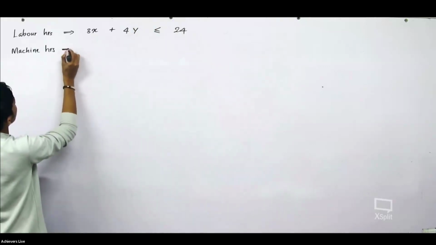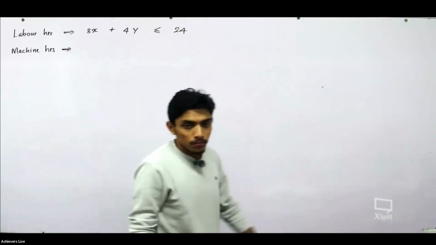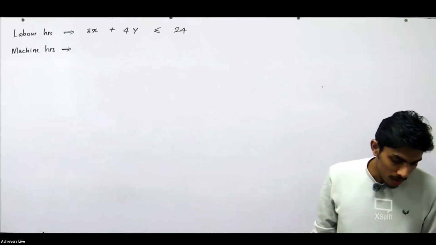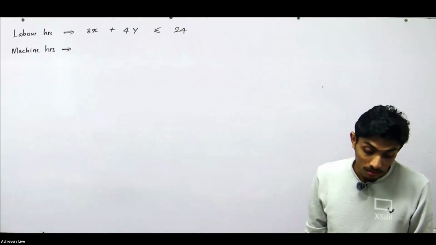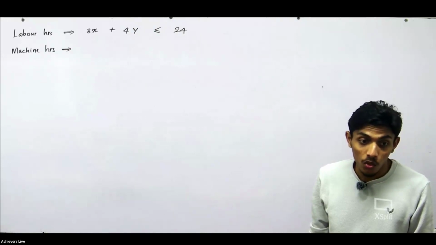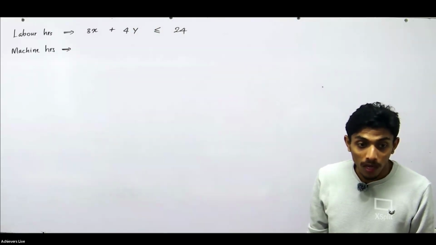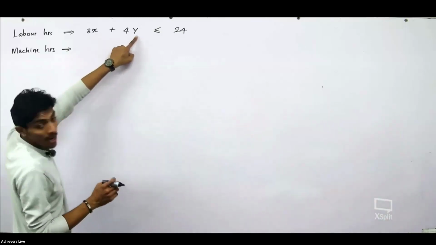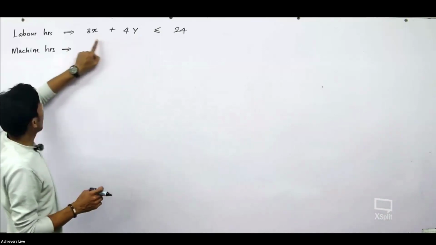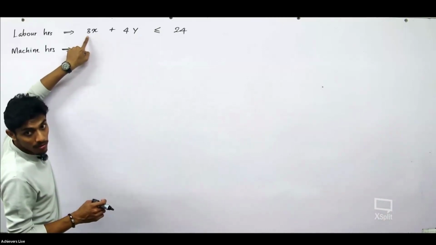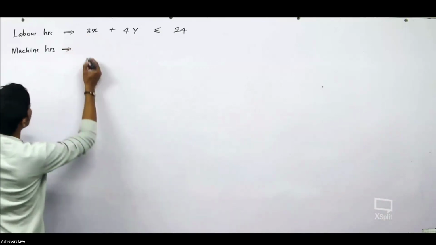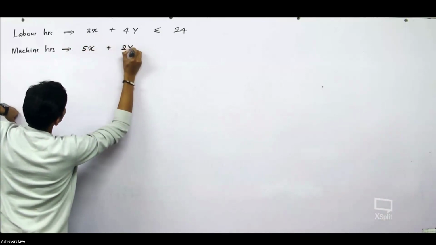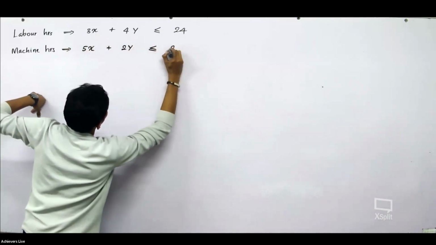Machine hours. Construct the formula. 5x plus 2y. Not the number of units. Our number of units are represented by the alphabets. Here you have to take the machine hours or labor hours. Got it? So it will be 5x plus 2y equal or less than 20.